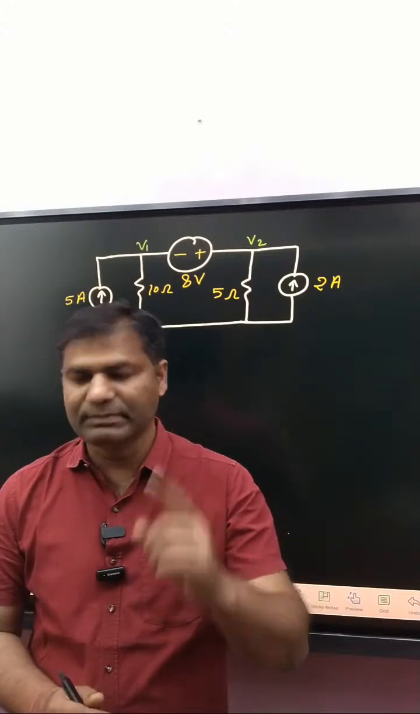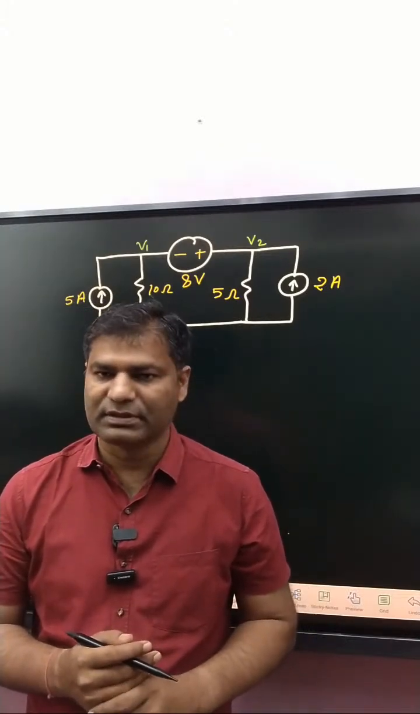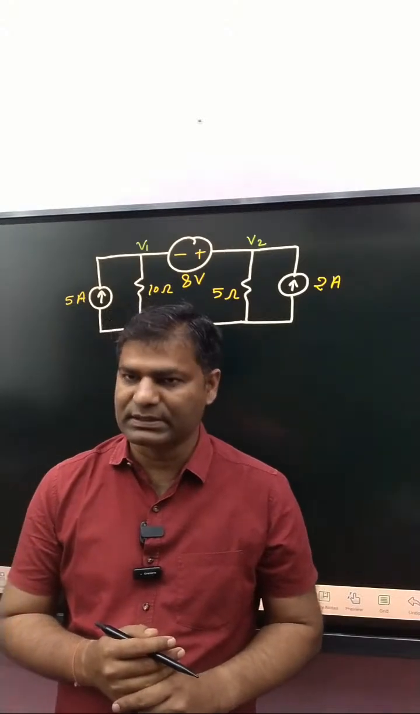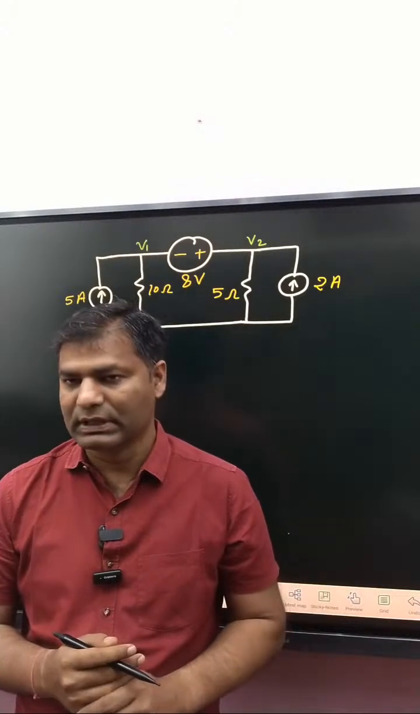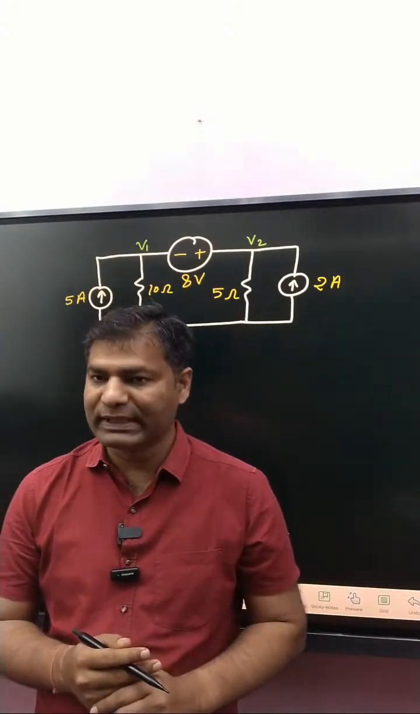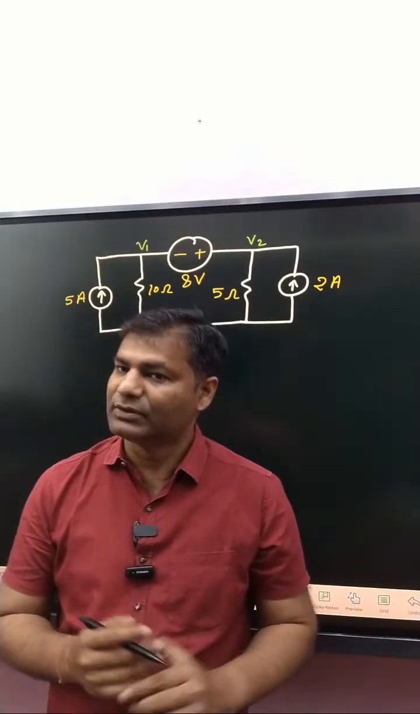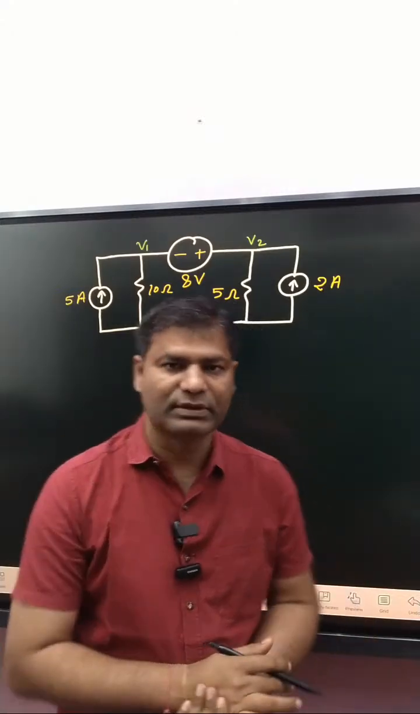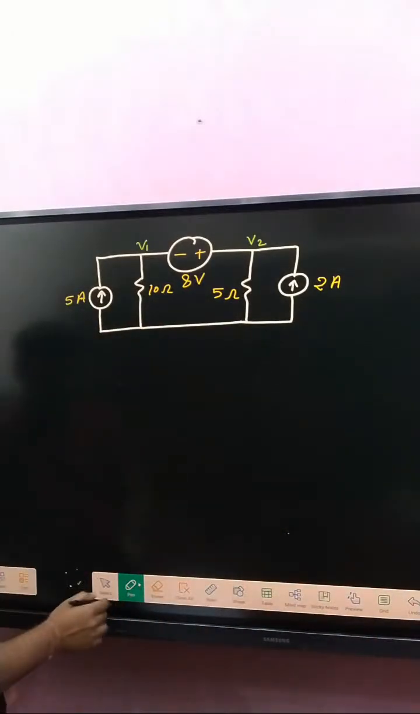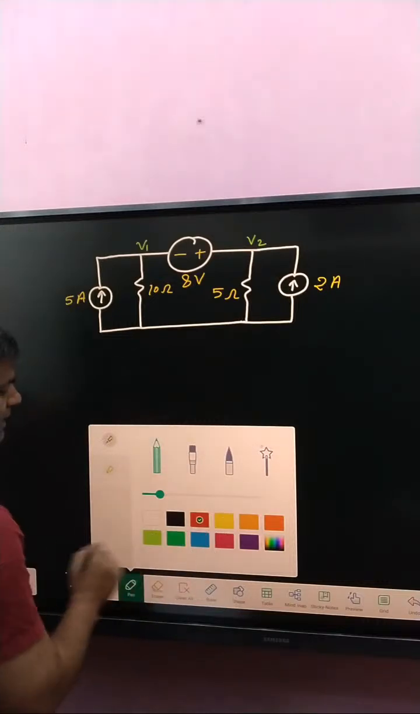First step, decide the branch currents. So first of all, mention the branch currents. After that, mention the node voltages, define the nodes. And the third step, take one node as the datum node. Fourth step, apply KCL at the nodes. After that, solve the equations. Okay, clear or not? So first step, we focus on one by one.